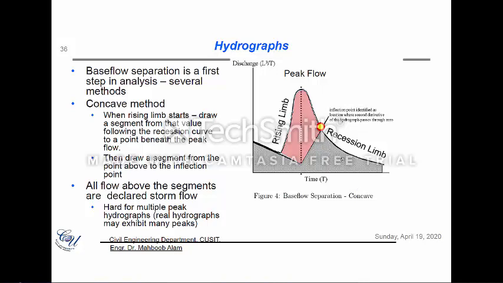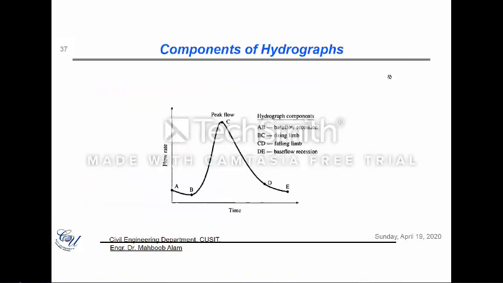This method is okay, but there are problems in it, because if you have multiple peaks, for example an initial peak here and then again a peak here, then there are problems in identifying the point of the peak, which one of them is the real hydrograph and which one is the actual peak of the flow. So there are certain drawbacks of using this method.